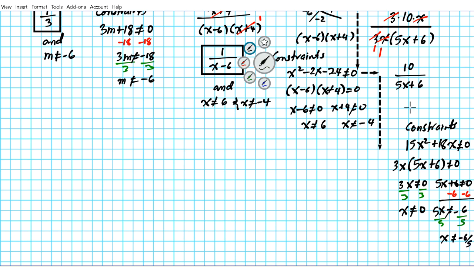So the solution to this problem is 10 over 5x plus 6, and x cannot be 0, and x cannot be -6/5. Those are the constraints to question number 5.